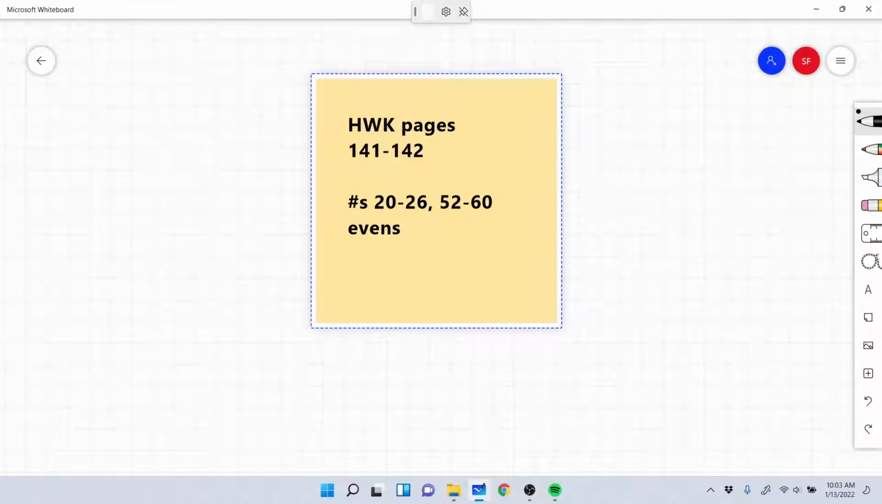Any questions? Do you have to solve by elimination? You have to solve by elimination. The instructions, and you have to follow the instructions.